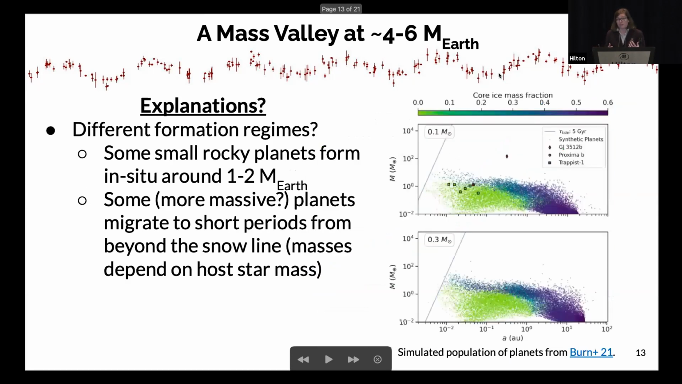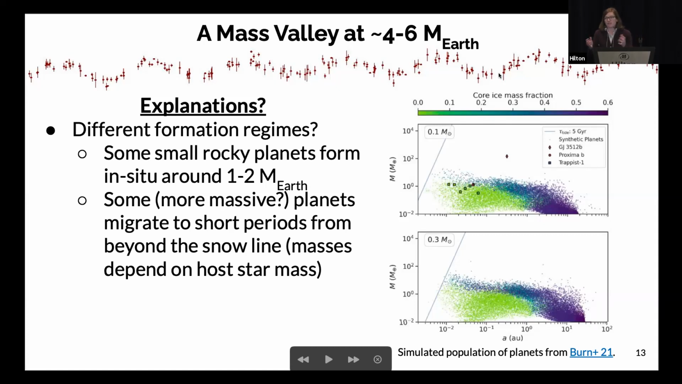My personal favorite explanation has to do with migration. This figure, once again from population formation simulations, shows that a lot of planets form at the ice line and migrate inwards, but only the highest mass planets do that. So if we're looking at really short orbital periods, we're only going to be seeing some pretty high mass volatile-rich planets. And then those lower mass planets are probably the rocky ones that formed in situ.